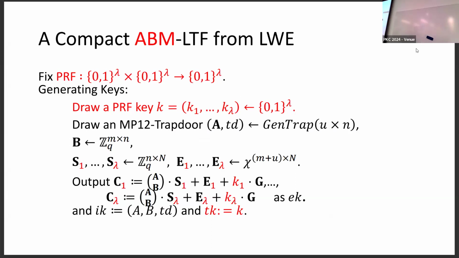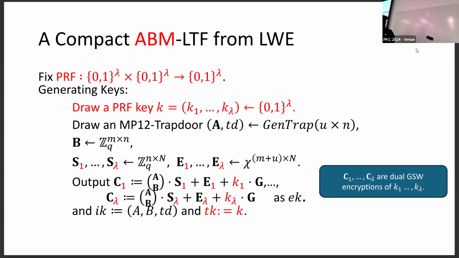Because now we have to fix our PRF. And in the first instance, we draw our PRF key K with lambda bits. We again generate a trapdoor. And now for each bit of our PRF key, we draw this matrix as S_i and E_i. And now for each bit of our PRF key we generate such a matrix C_i, which now basically encodes the bits of the PRF key. And you can now see those matrices are basically dual GSW encryptions of the bits of our PRF key. That's the trick.